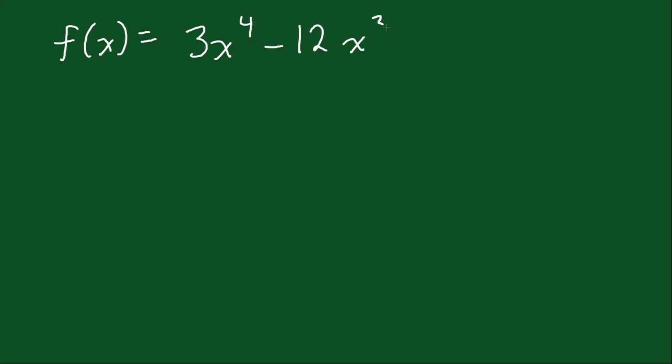In this video, we're going to do another example of curve sketching using derivatives to help us. The last example we had was a rational function. If you missed that video, go check it out. In this question, though, we're going to have a polynomial function. f of x is equal to 3x to the 4 minus 12x cubed.